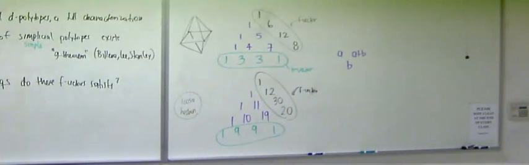Okay. So why is this a nice definition? Because the theorem is that if P is a simplicial d-polytope, then hk is always equal to hd minus k.